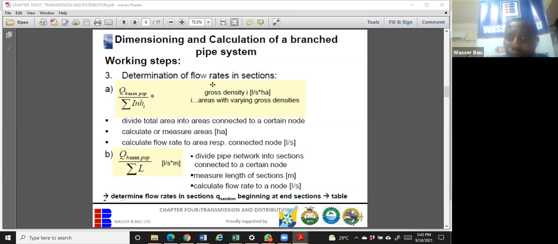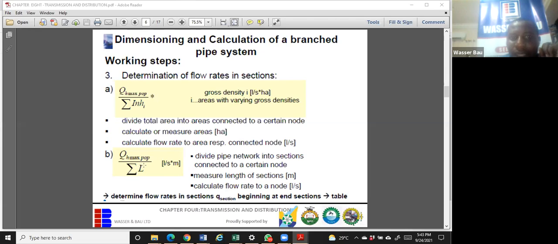The elevation at each node, we determine it by choosing either by the gross density or by number of household. We divided total areas into areas connected to a certain node. Calculate or measure areas in hectares. We didn't use this method because we are already given the layout. So we have how the houses are. Then calculate the flow rates to areas connected to each node. We did that.